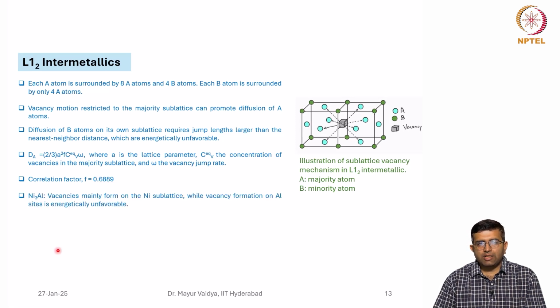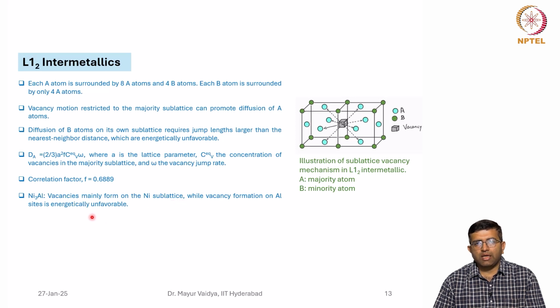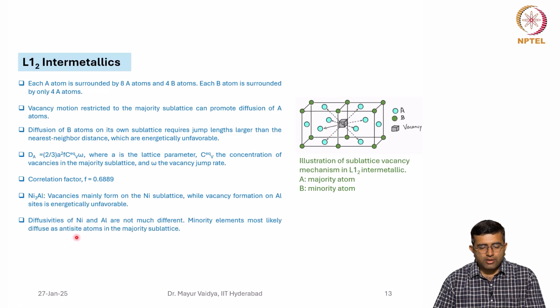And in Ni3Al, for example, which is one of the prominent examples of L12 intermetallics, the vacancies mainly form on the nickel sublattice, while vacancy formation on Al sites is energetically unfavorable. And here also the diffusivities of nickel and aluminum are not much different. Minority elements most likely diffuse as anti-site atoms in the majority sublattice.